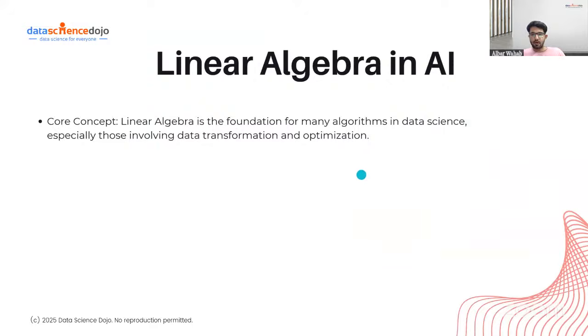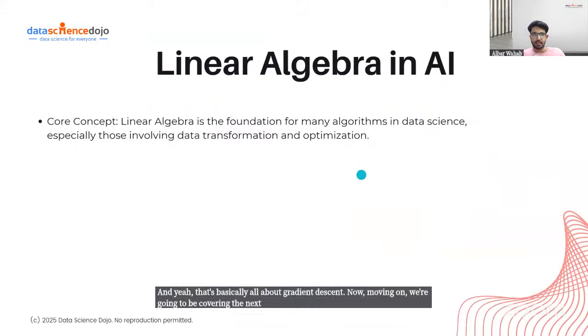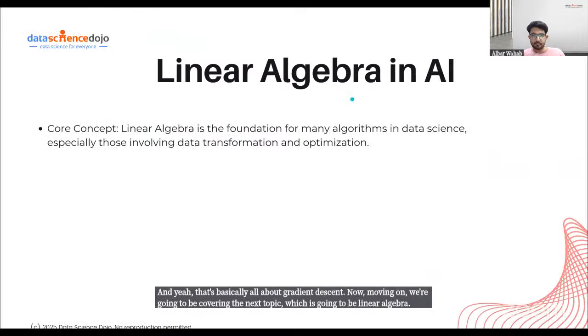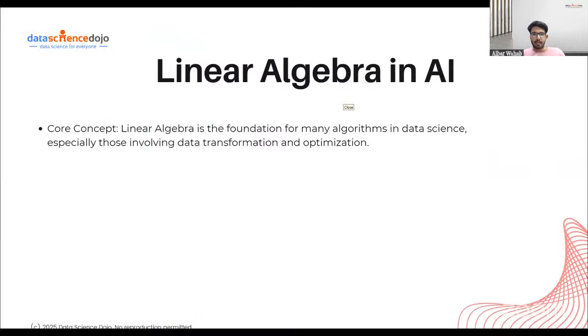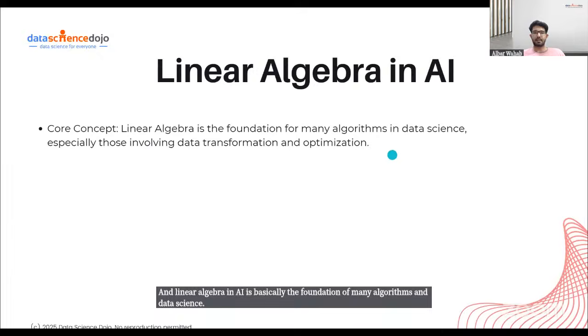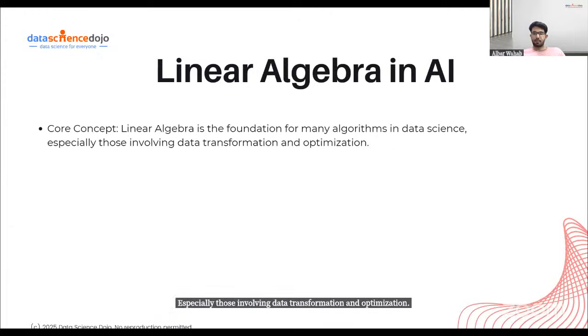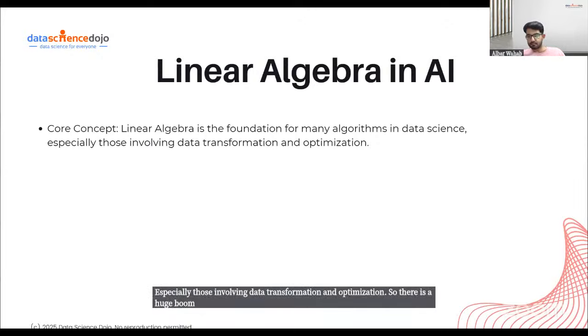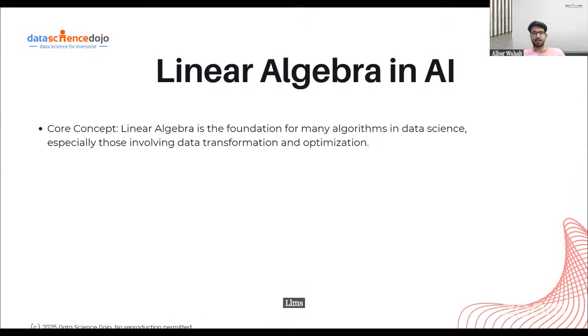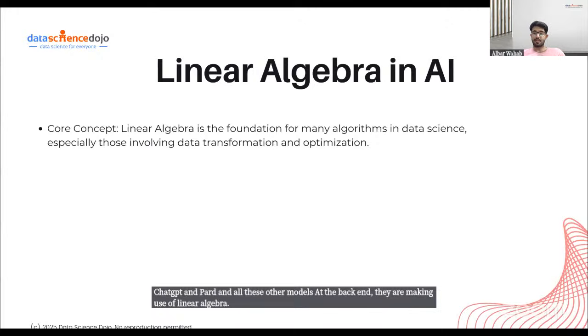Now, moving on, we're going to be covering the next topic, which is going to be linear algebra. And linear algebra in AI is basically the foundation of many algorithms in data science, especially those involving data transformation and optimization. So there is a huge boom in the generative AI field. LLMs and generative AI is at the very peak right now. ChatGPT and Bard and all these other models, at the back end, they are making use of linear algebra, which is why we're going to be taking the remainder of the session to understand how linear algebra works and how they work in different machine learning algorithms.